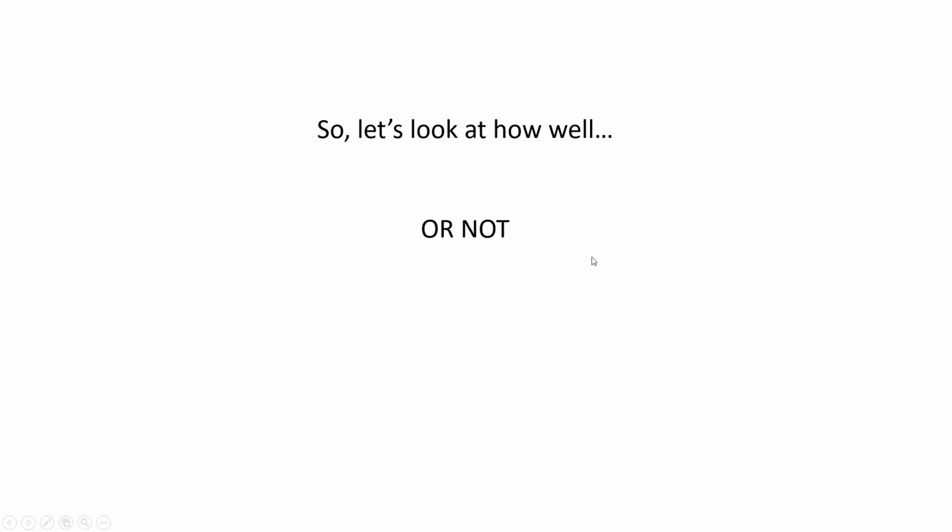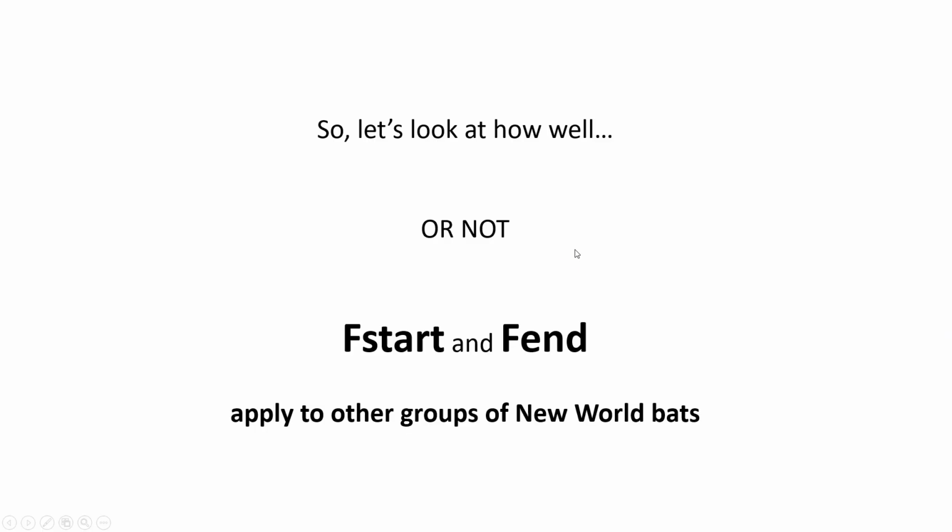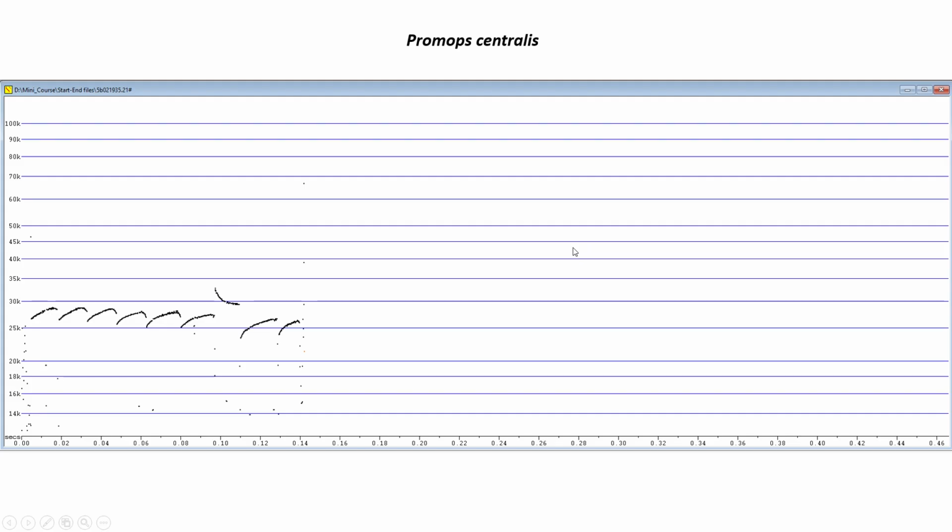So let's look at how well or not F start and F end apply to other groups of New World bats. Here's a real common molossid, Promops centralis. I say common because acoustically you find it in many, many areas, even in urban areas, in towns and villages, and high above the canopy. Rarely netted, rarely captured, but acoustically pretty distinctive and readily recorded. These calls are single pulses, go from low to high. And there's a different pulse that they throw in from time to time.